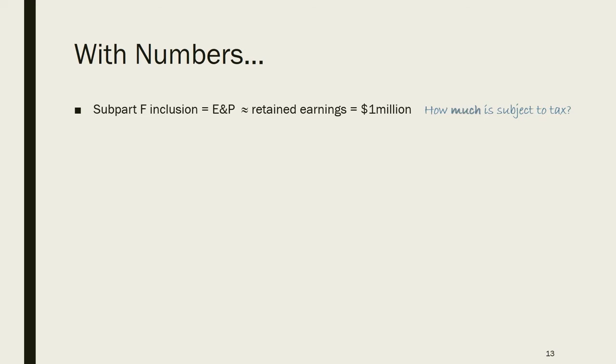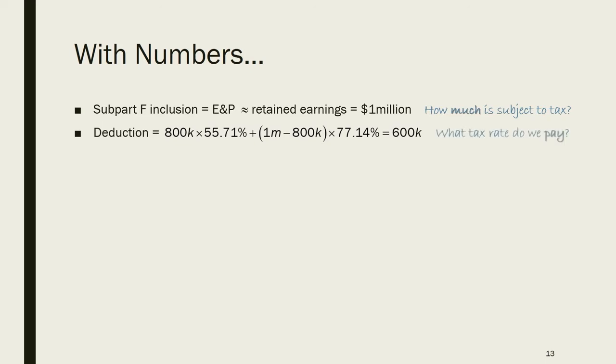So that's going to tell us how much we're going to have a deduction. We're going to calculate it with that lovely little equation. $600,000 deduction, giving us $400,000 net addition to taxable income. That's telling us what tax rate we're going to pay on that $1 million of deferred foreign income that we have sitting in our corporation.